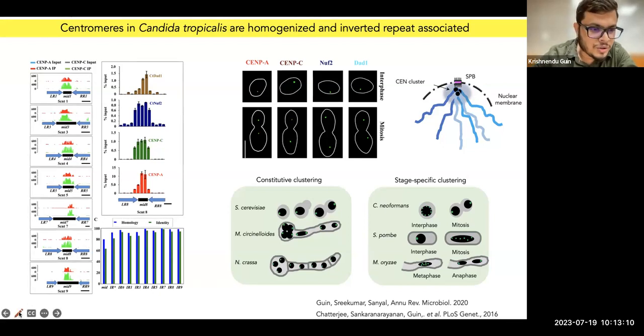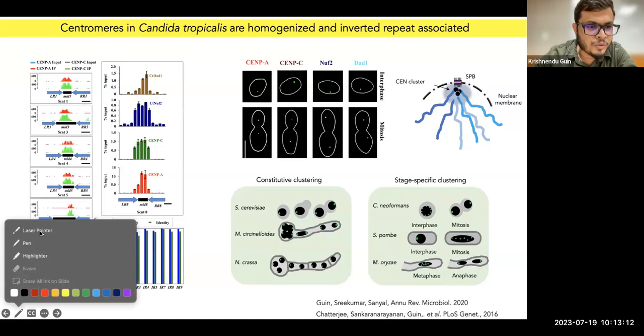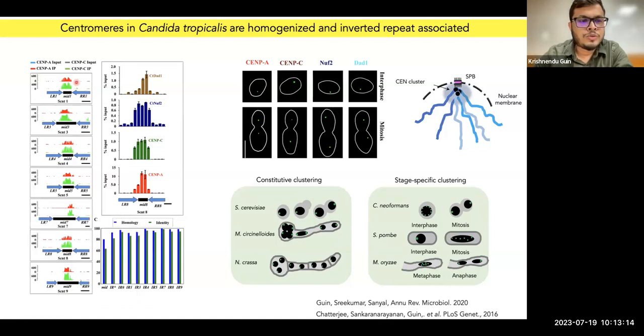Let me try switching to the laser pointer. So if you see the structure of the centromeres in Candida tropicalis, they're all inverted repeat associated structures. And the interesting point is that all 7 centromeres have high sequence identity, as you can see here, between 80 to 90% sequence identity between the 7 centromeres in the species.